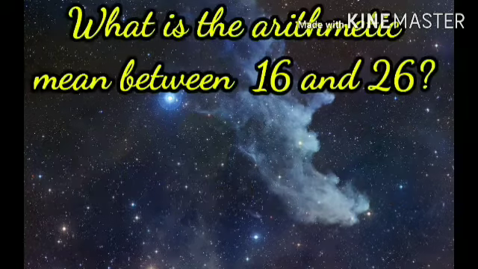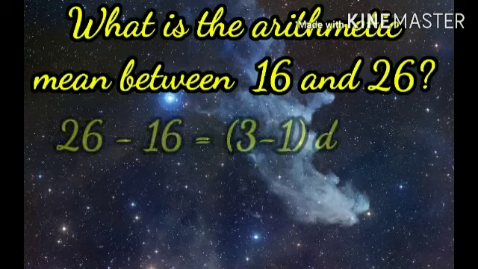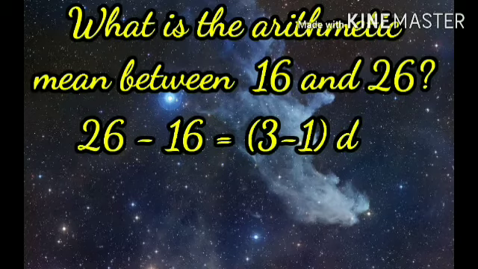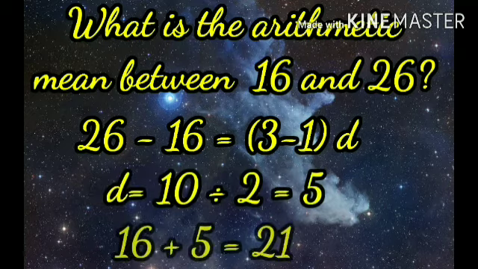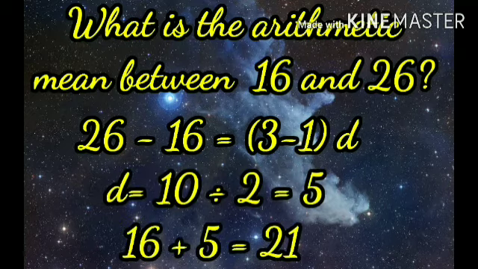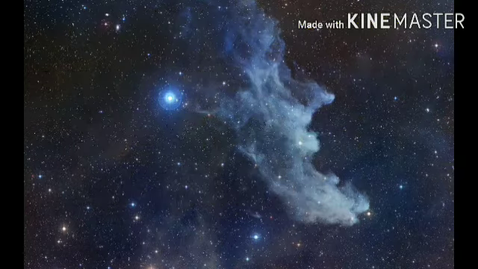How did I do that? I just simply subtract the first term from the last term, and since we only have one arithmetic mean missing, meaning to say we only have 3 terms, so that is just 3 minus 1 times the common difference. So, the difference between the 2 terms given divided by 2 is equal to 5. Since the common difference is 5, 16 plus 5 is equal to 21.